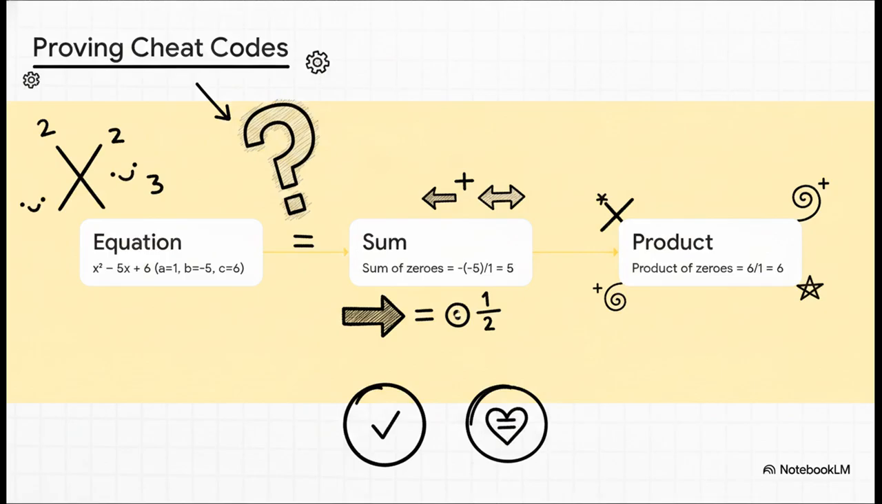Let's check the math. Does 2 plus 3 equal 5? Yep. Does 2 times 3 equal 6? Absolutely. The cheat code works every single time. Honestly, it feels a little like magic, but nope, it's just solid math.